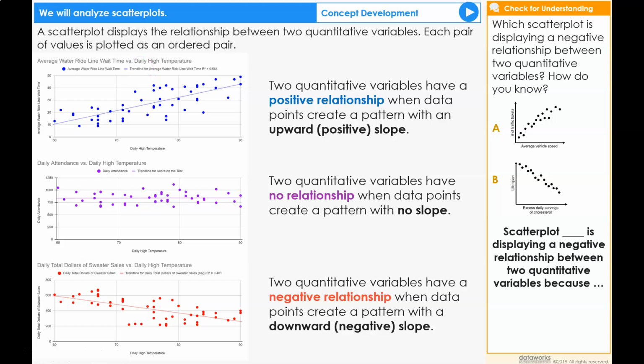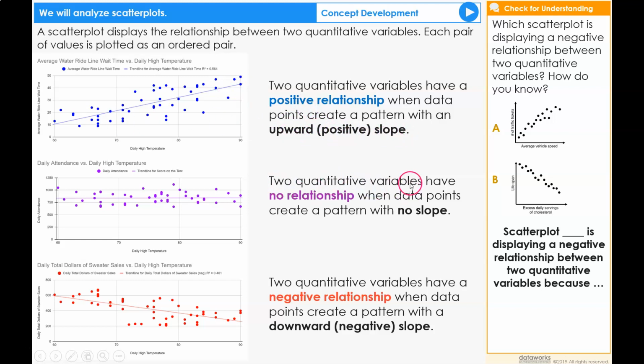In this lesson, we're going to go over 3 different types of relationships that we can see in a scatterplot between two quantitative variables. Two quantitative variables have a positive relationship when data points create a pattern with an upward or positive slope. Taking a look at the scatterplot for average water ride line wait times versus daily high temperature, we see that as the temperature rises, so does the average time of waiting for the water ride. This is a positive relationship because we see that these dots are in a pattern that is heading upward, so this has a positive slope.